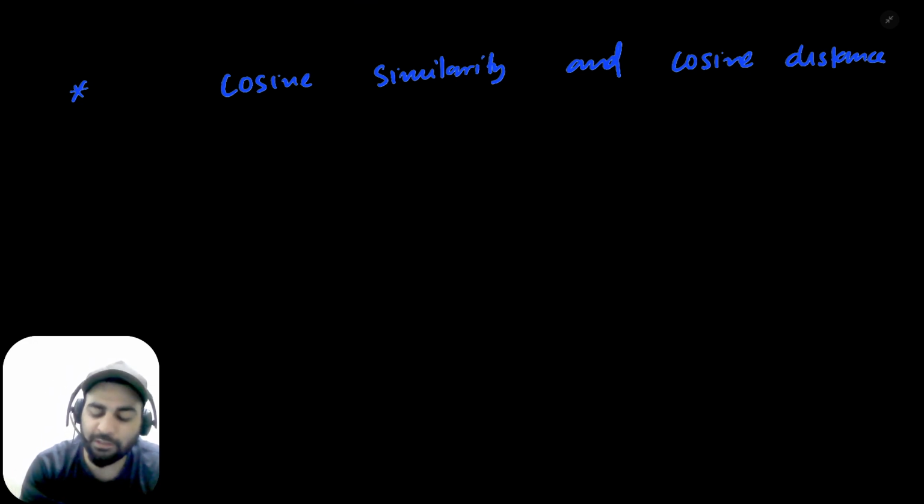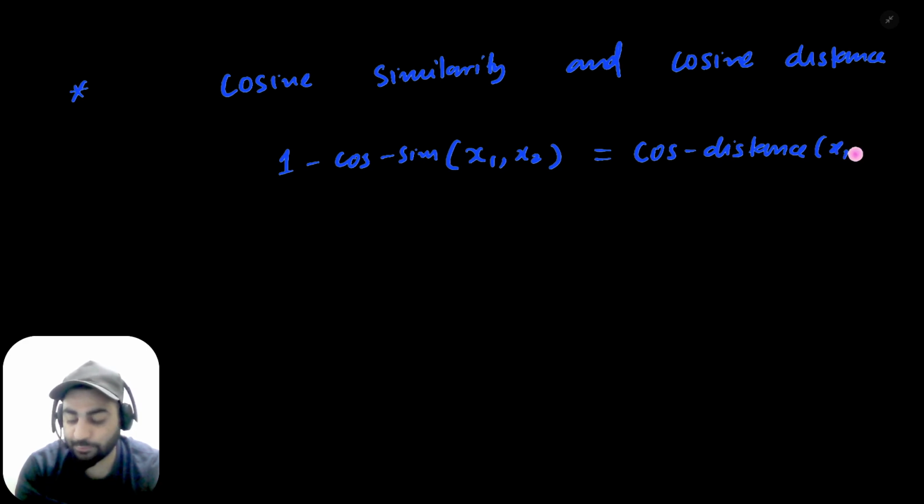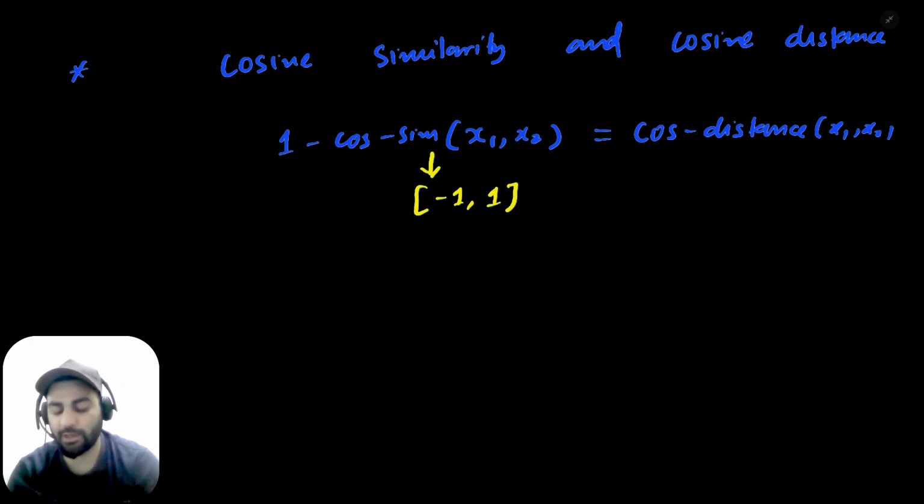Giving you the formula upfront first: 1 minus cosine similarity of points x1 and x2 is equal to the cosine distance of x1, x2. So what is this? As I said, these are inversely proportional. For example, if this cosine similarity, let's suppose, has a range of -1 to 1, then if the value is 1, 1 minus 1 is 0. That cosine distance will be 0. So 1 means high similarity.